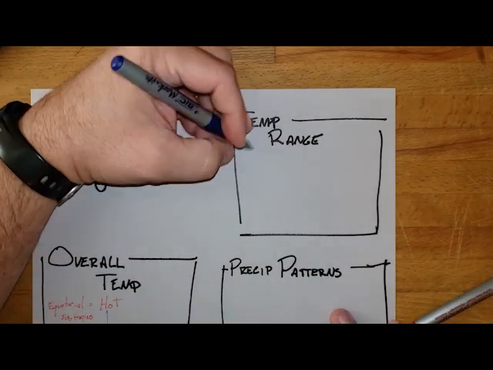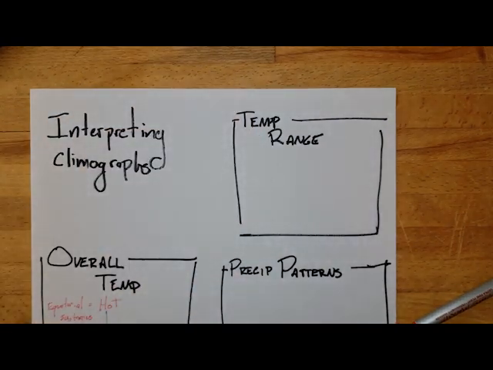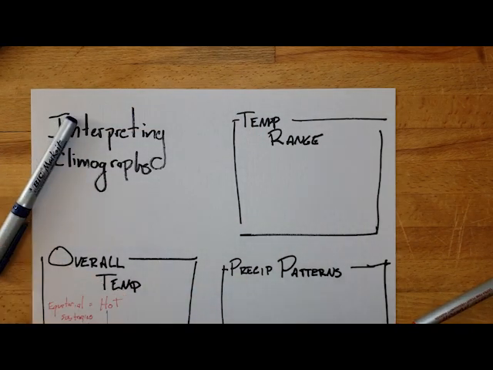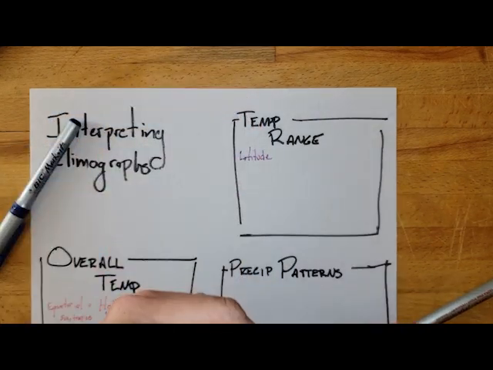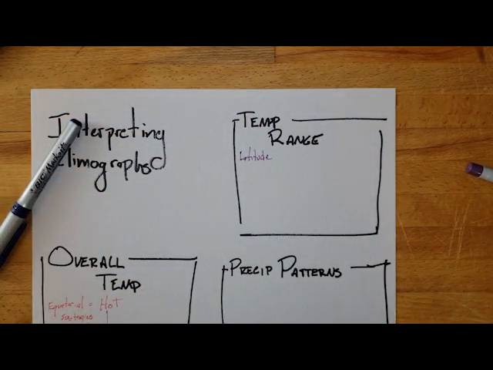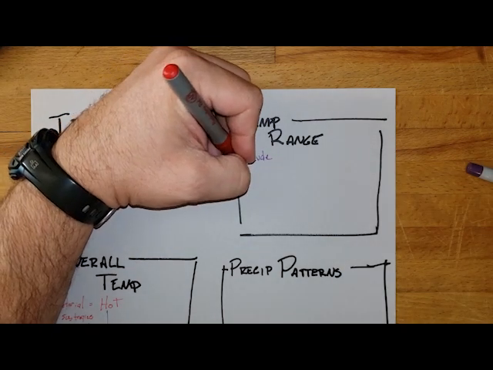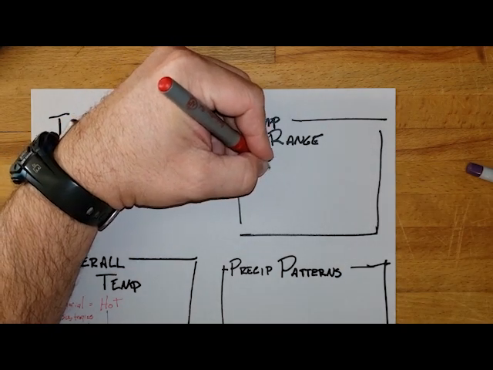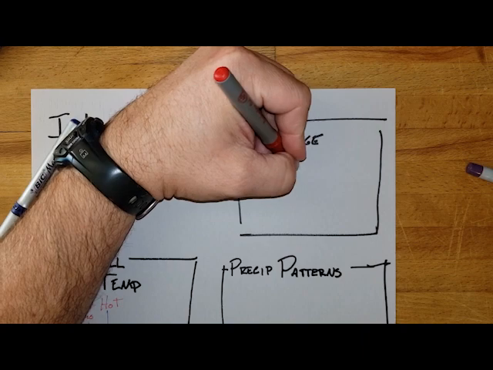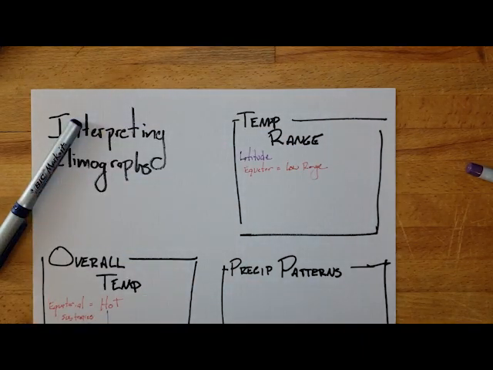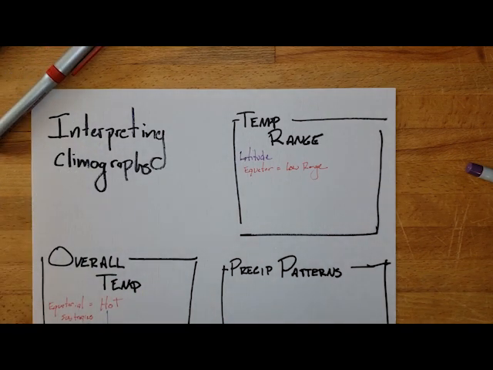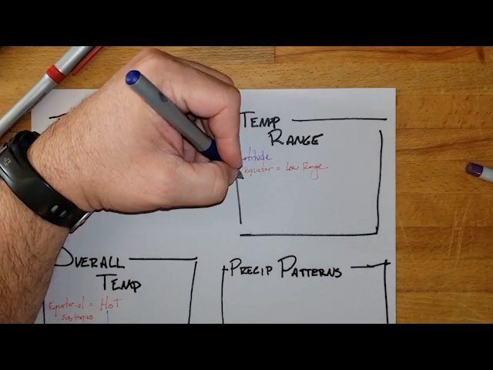In our polar regions, latitude is going to be one of our controlling factors. So in terms of latitude, our equatorial areas are going to have very little range. In our equatorial areas, summer is hot and winter is hot, and we don't see a huge difference between those two. However, in our polar regions, there is a very significant range.